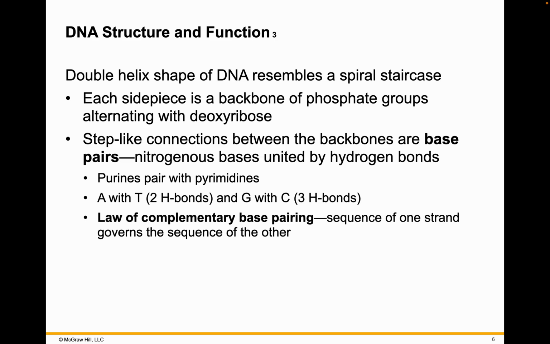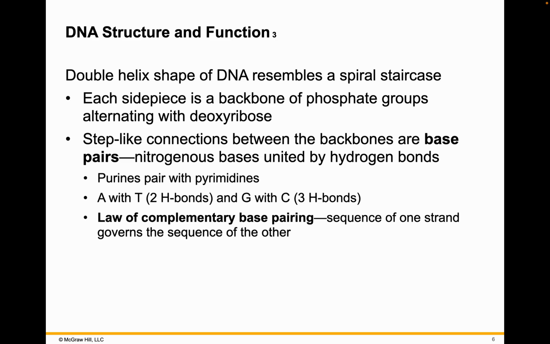The double helix shape of DNA resembles a spiral staircase. Each side piece is a backbone of phosphate groups alternating with deoxyribose, so phosphates bind to the sugar. The step-like connections, if you think of it like a ladder, a twisted rope ladder, are base pairs, and it's those base pairs in which A binds with T and G binds with C.